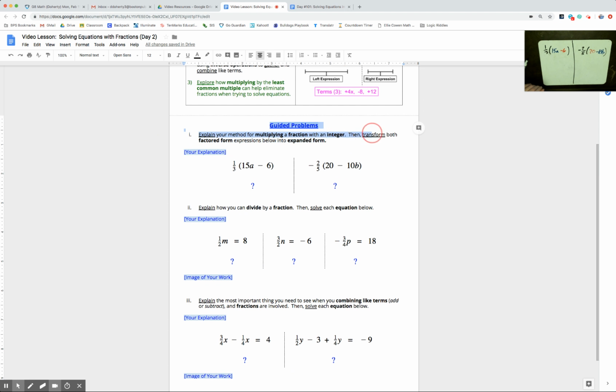And then your job together after you explain how you multiply fractions with integers is to take both of these factored form expressions and use the distributive property to write them into expanded form. So pause the video, talk with your neighbor through part one where you explain how you multiply, and then actually multiply out both of these factored form expressions.